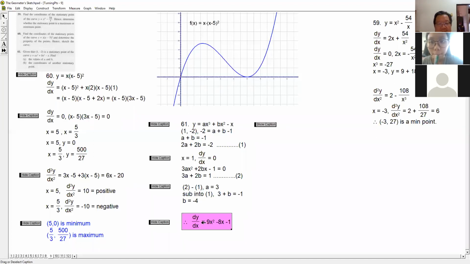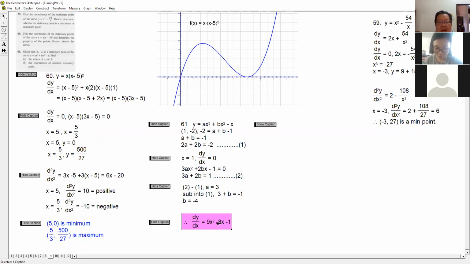So how to find the other turning point? You have to find dy dx and put dy dx equal to 0. So how to find dy dx? You substitute back into this equation the values of a and b, then differentiate one more time. This is your dy dx without any unknown a and b. So this is it. The dy dx is 9x squared minus 8x minus 1.